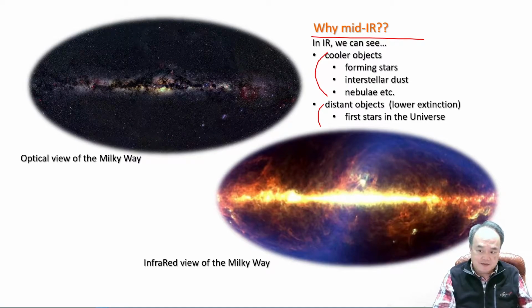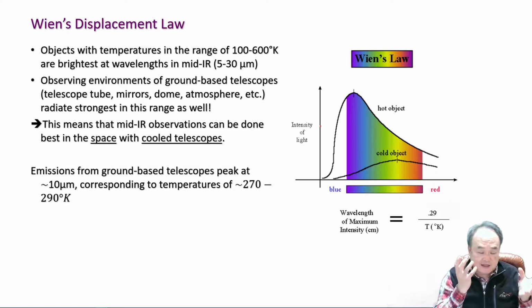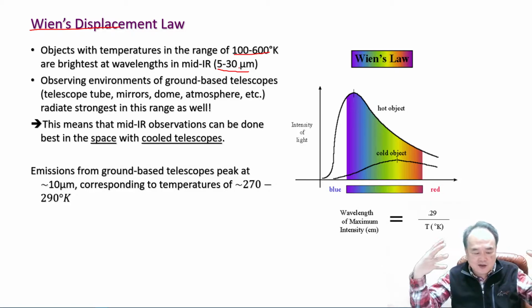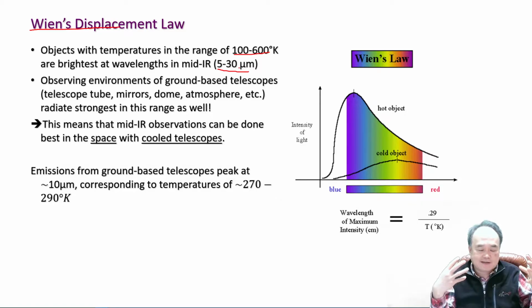Okay, that's the main reason why we are observing mid-infrared wavelengths. And Wien's displacement law says that an object at about 100 to 600 degrees will peak its emission at mid-infrared wavelengths. And sadly, that includes any component of a ground-based telescope. The telescope is actually kept at room temperature, and that room temperature is about 290 degrees Kelvin.